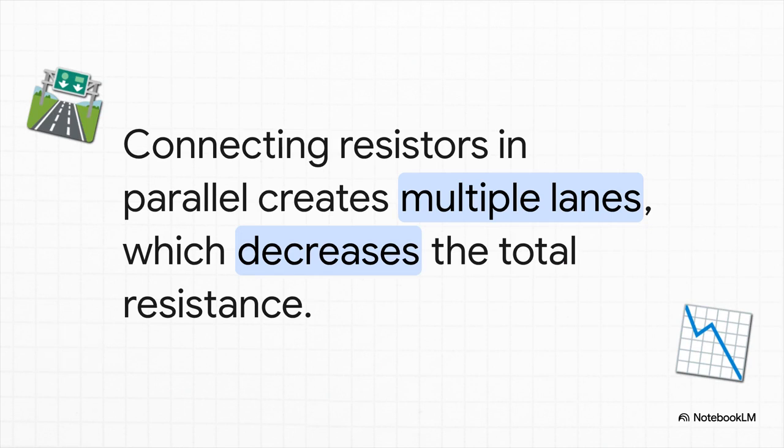Simple as that. But what if you connect them in parallel? Now you're not making a single file line, you're opening up new lanes on the highway. This gives the current a bunch of different paths it can take, and what's really cool is this actually lowers the total resistance of the whole circuit.